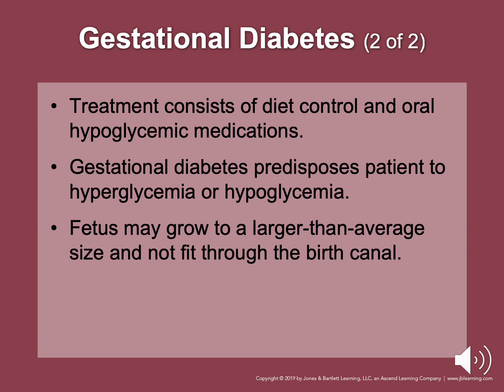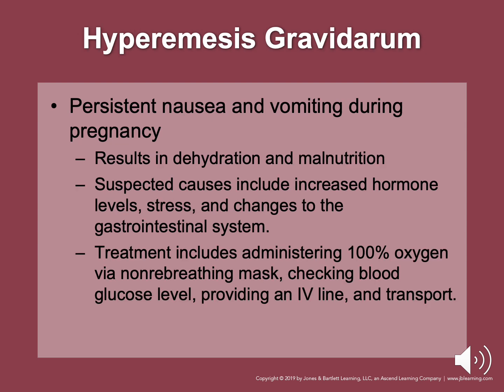All right, hyperemesis gravidarum: persistent nausea and vomiting during pregnancy results in dehydration and malnutrition. Suspected causes are increased hormone levels, stress, and changes in the gastrointestinal system. Symptoms include severe and persistent vomiting, in excess of 3 to 4 times daily. Treatment includes administration of O2, check blood glucose levels, provide an IV of normal saline and fluid boluses as needed in transport.